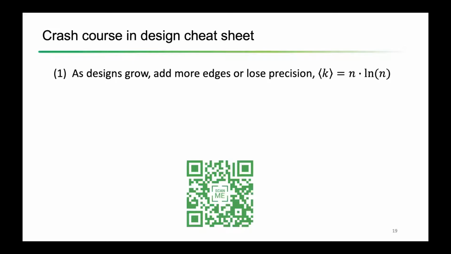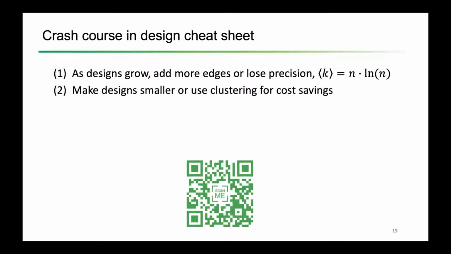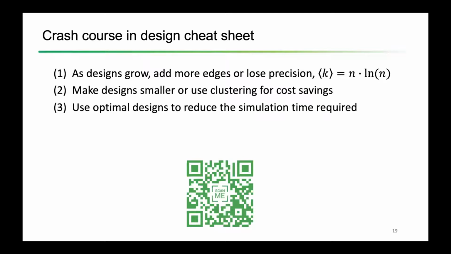So here's your cheat sheet from this crash course. First, as designs grow, add more edges or expect to lose precision. Think the expected number of edges should be like n natural log n. You want to make designs smaller or use clustering for cost savings at this high precision count. And also optimal designs will reduce the total simulation time required.